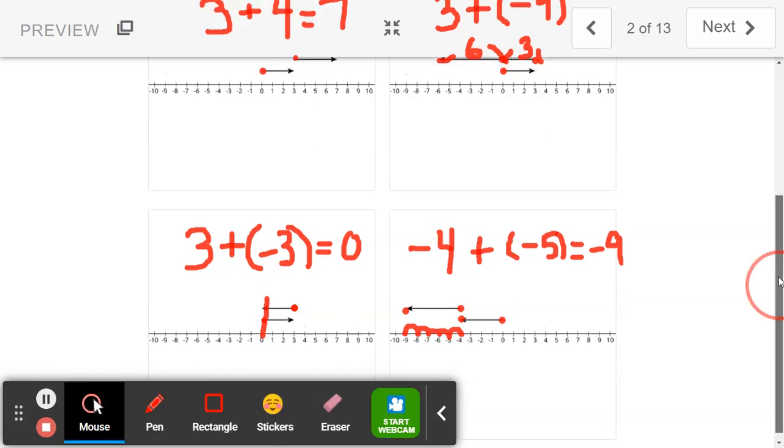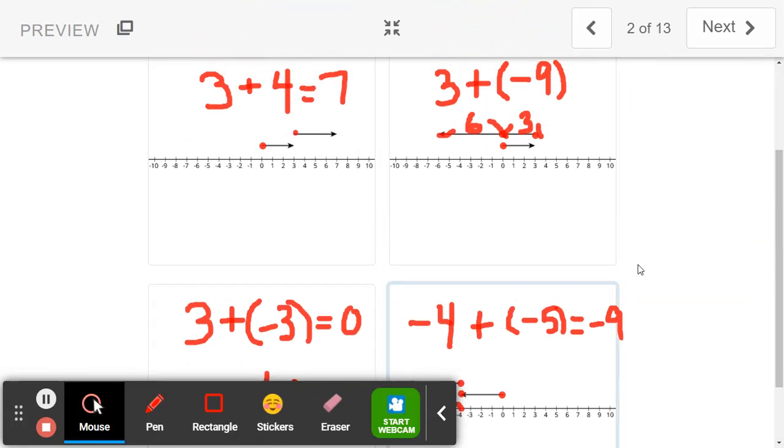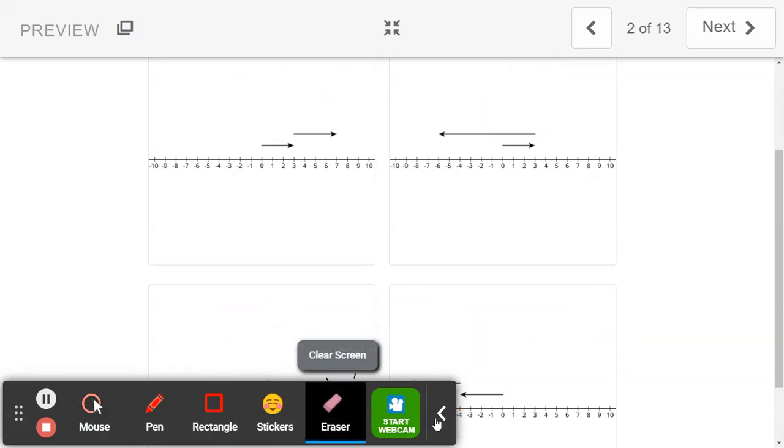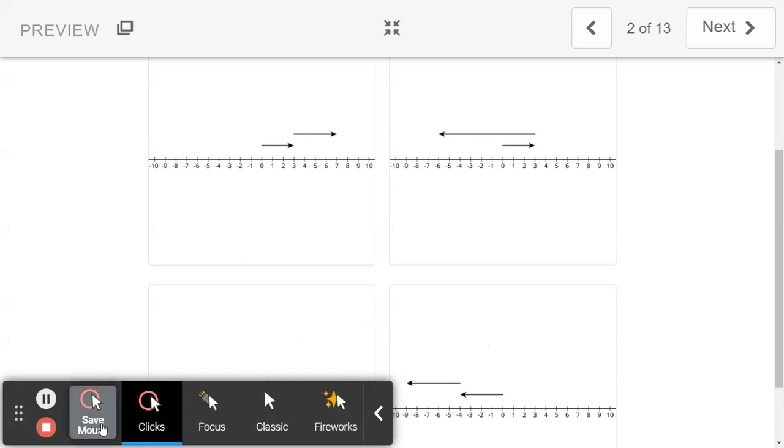Okay. So today, that's really what we're working on. We're going to be able to use a number line to help solve these types of equations. All right, so let's go ahead and move on to the next slide.